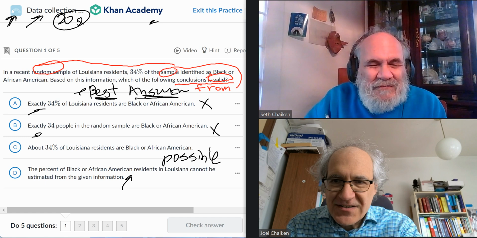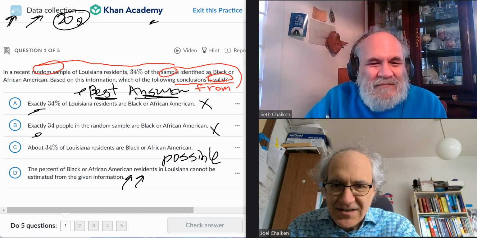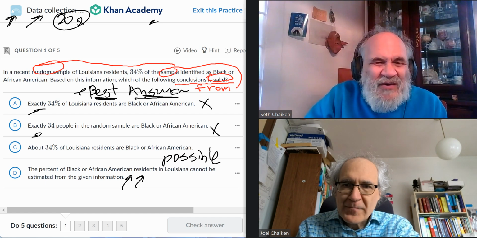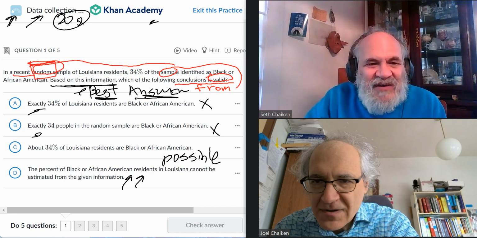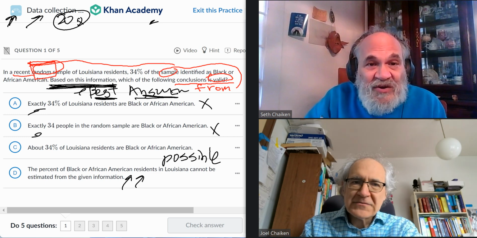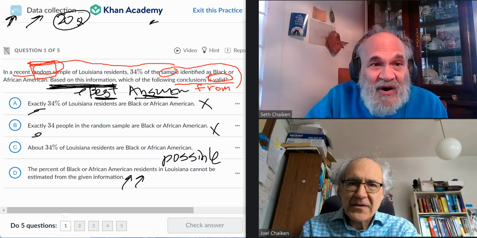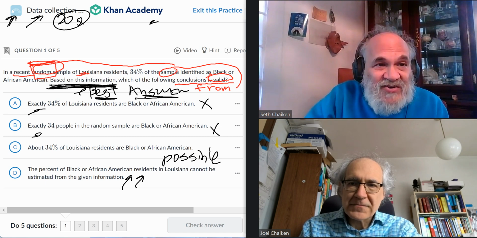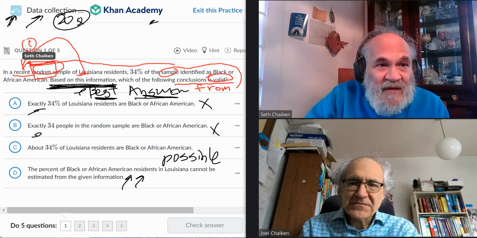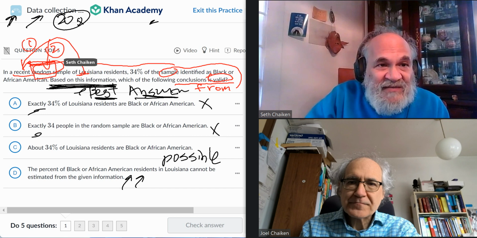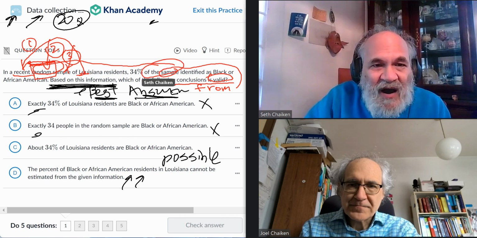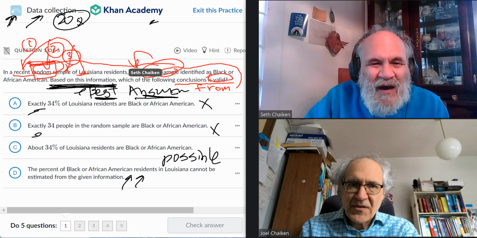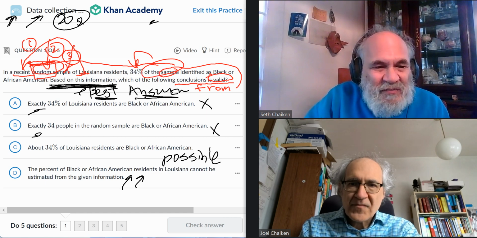Now, if it's a small sample, then this can't work. They don't tell you how big the sample is. But they told you that the sample was recent and that it was random. And it says based on this information. So the question is, what conclusion is valid based upon this information? This information is that the sample was recent, that it was random, that it was a sample, it wasn't a selection, and that of the sample, 34% identified as Black or African American.